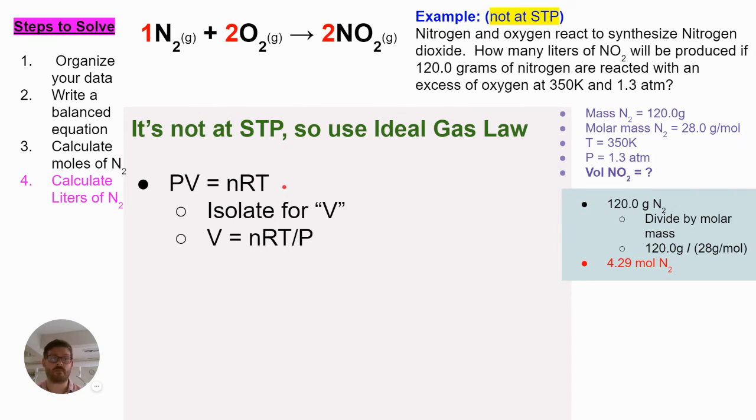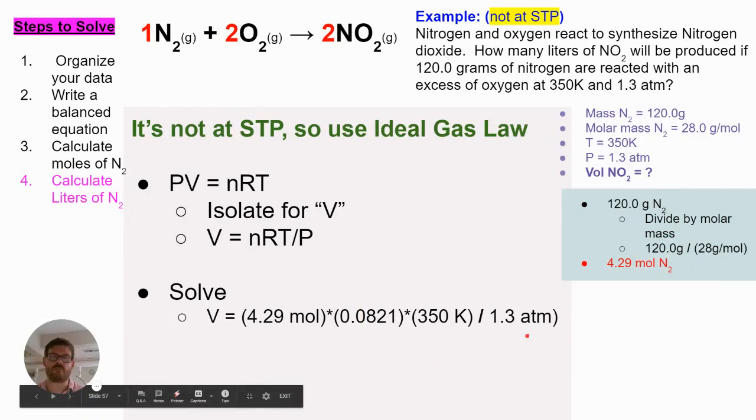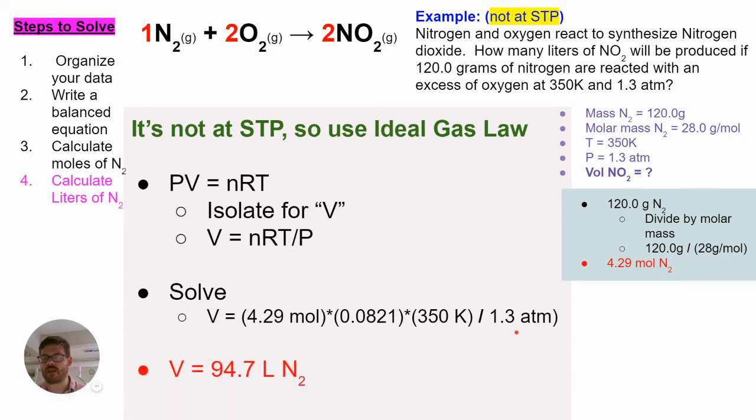All right, now we're ready to put our numbers into our equation and solve. So V is equal to 4.29 times R, which is 0.0821, times 350, all of that divided by 1.3. So we're going to get an answer. Volume equals 94.7 liters of nitrogen. We're only partway there though still.